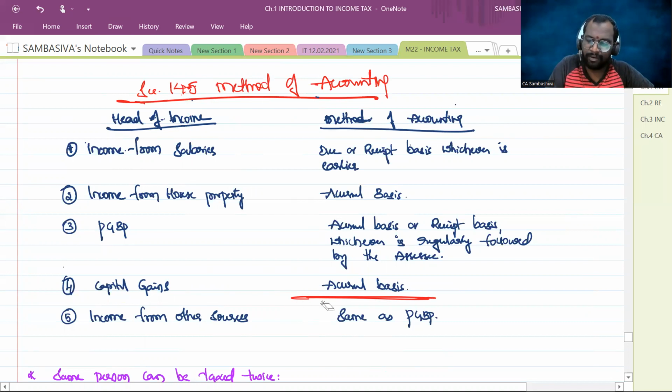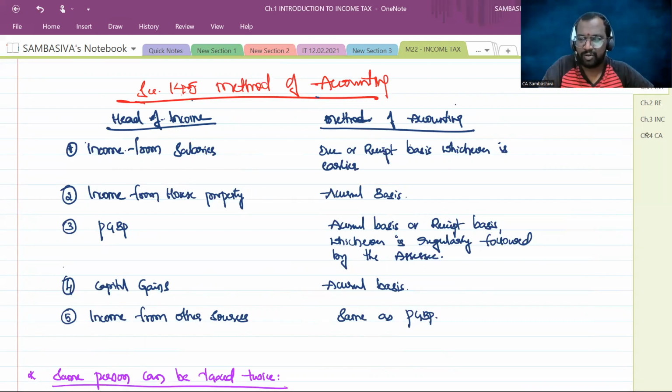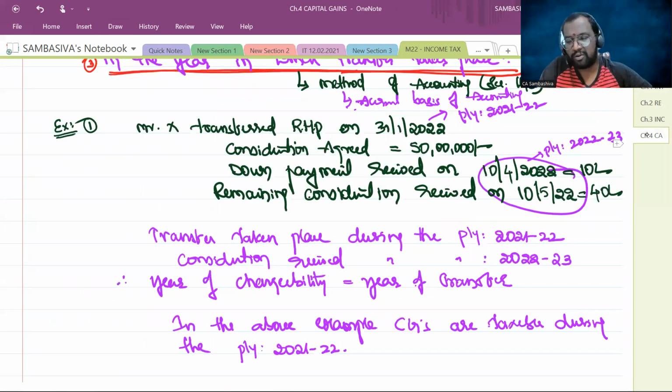Are you following, sir? Every one of you. Right? So as per the principles of accrual basis of accounting, paid includes payables. So that is why even if you have not received the consideration fully or partially, irrespective of that fact, capital gains are always taxable in the year in which the transfer took place. Are you following, sir? Every one of you.